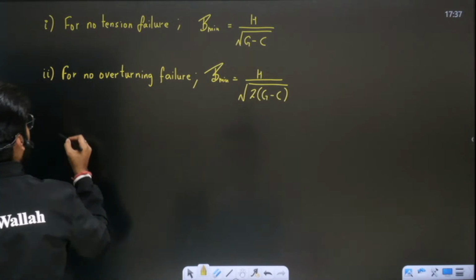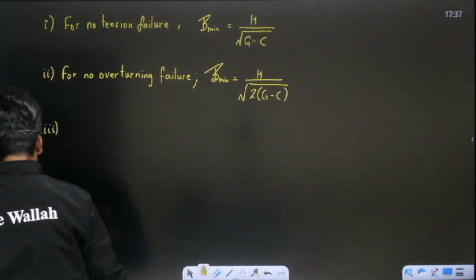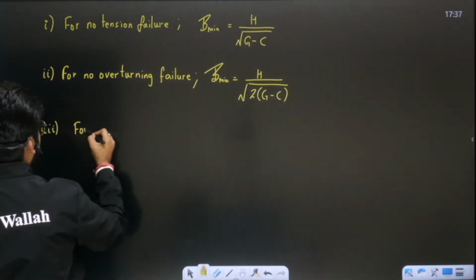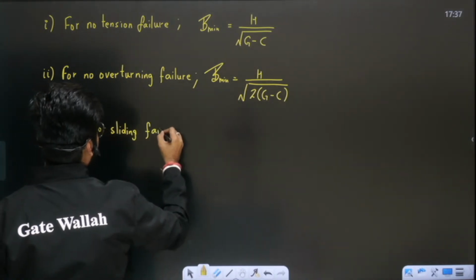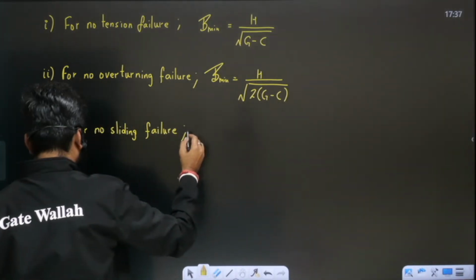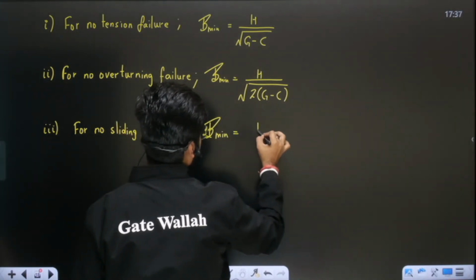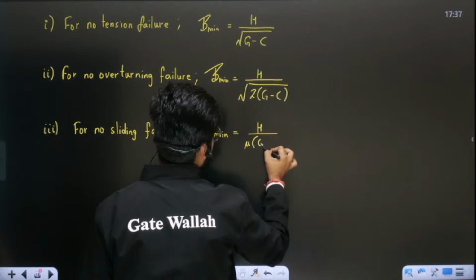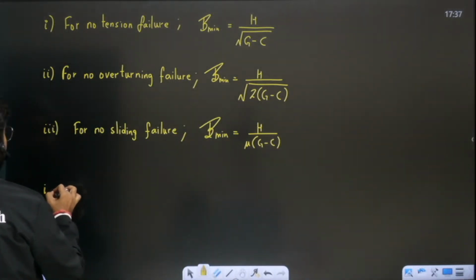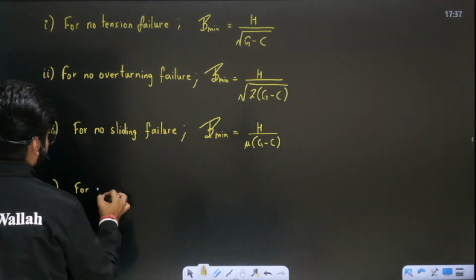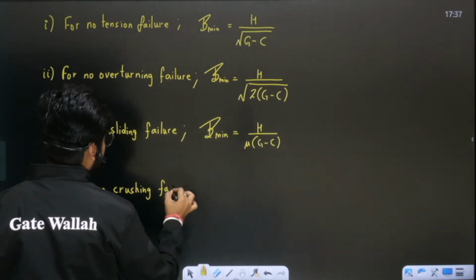The third one is for no sliding failure. The formula for minimum width is H upon mu times G minus C. And the fourth one is for no crushing failure. You have to remember these formulas in your elementary profile of dam.